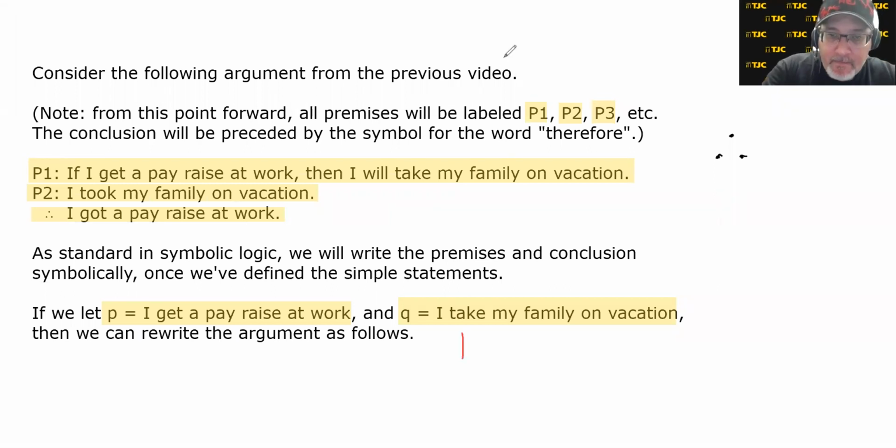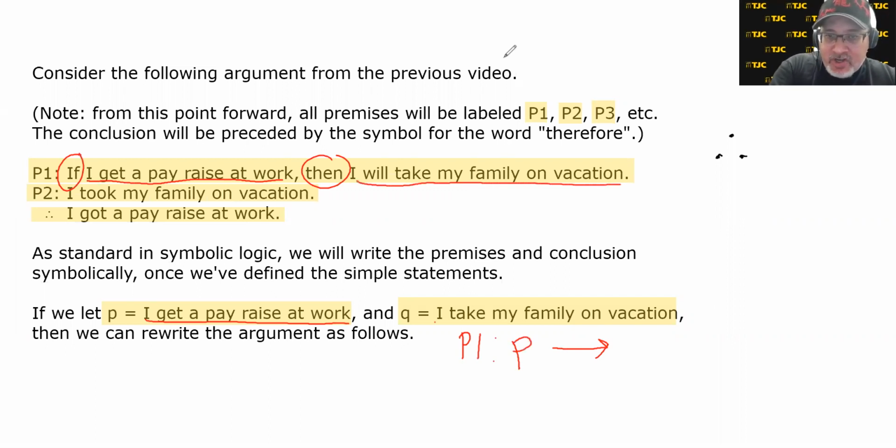Premise 1, well, it's a conditional, if-then. The antecedent is I get a pay raise at work, which we define to be P. The consequent, I will take my family on vacation, which is Q. Again, you have to be flexible with the verb tense. I will take my family on vacation is future tense. I take my family on vacation is present tense, but either way, it's Q. Premise 2 is a little bit easier because premise 2 is just I took my family on vacation, which was Q.